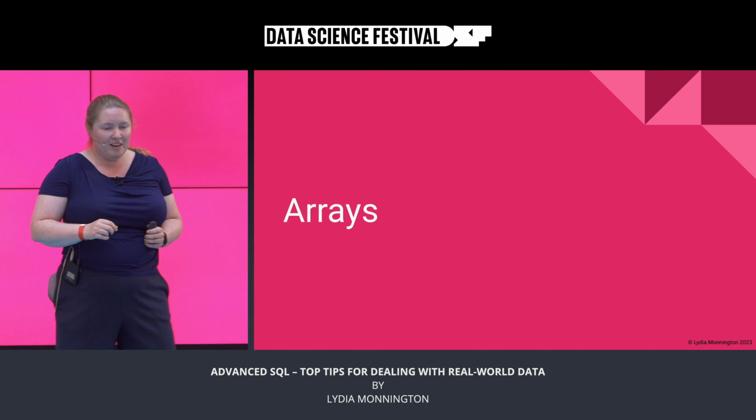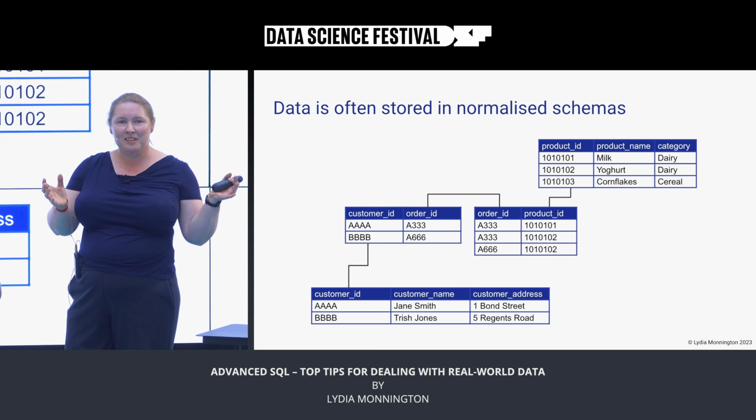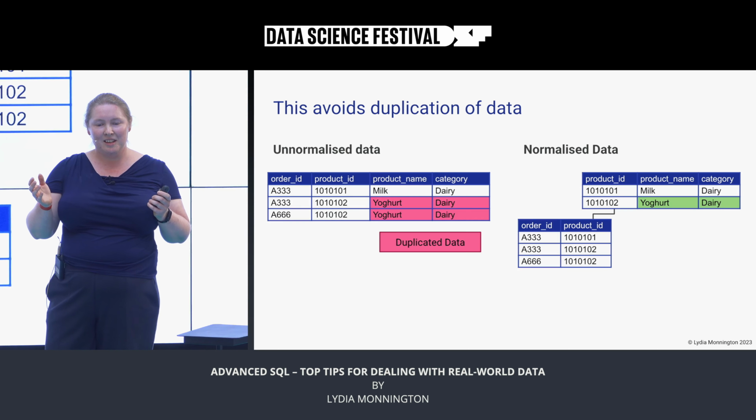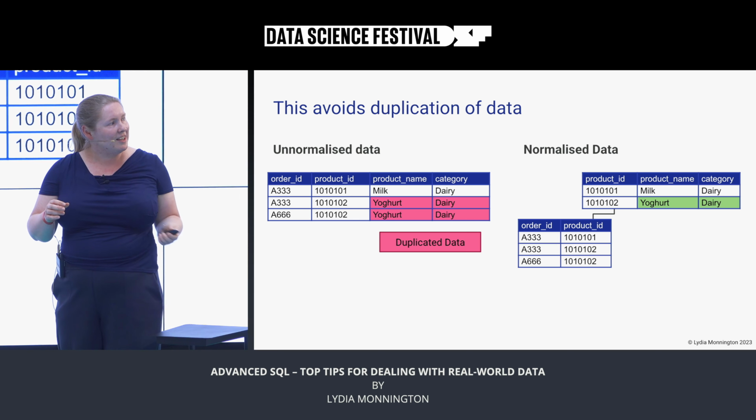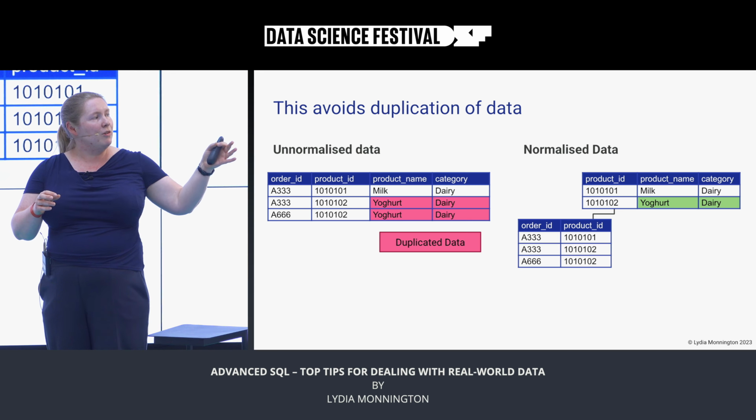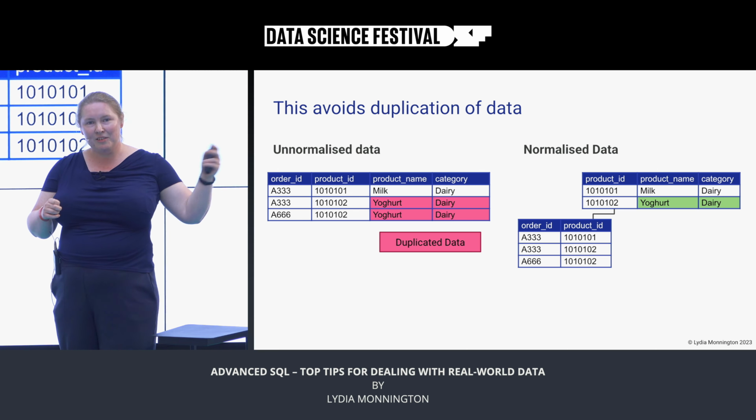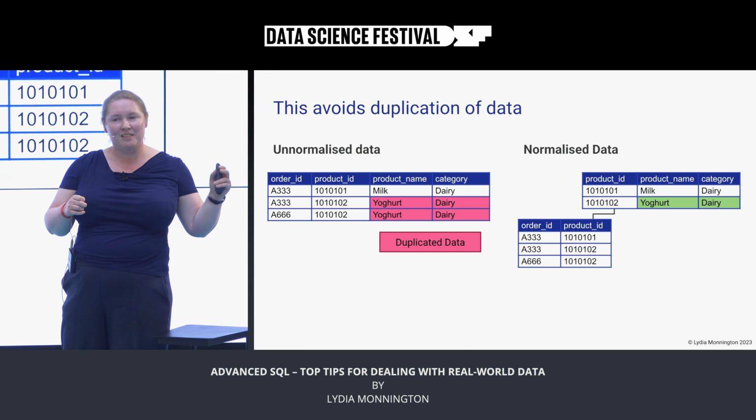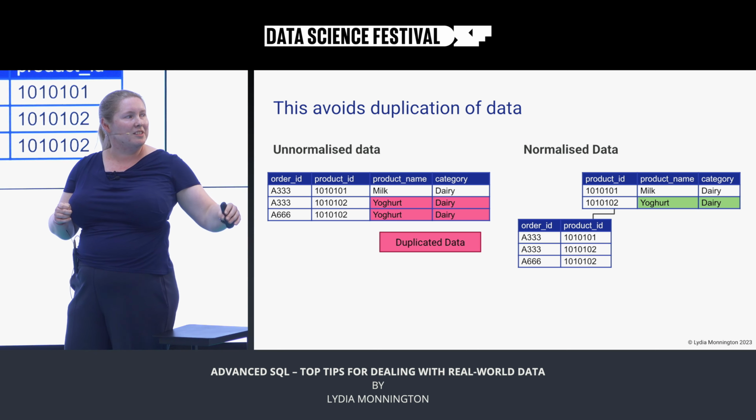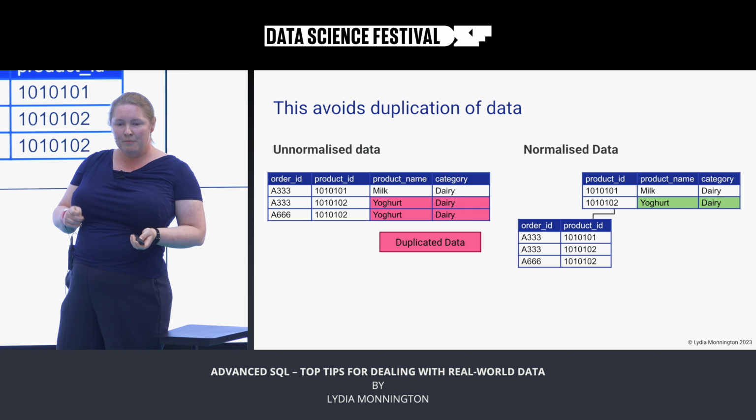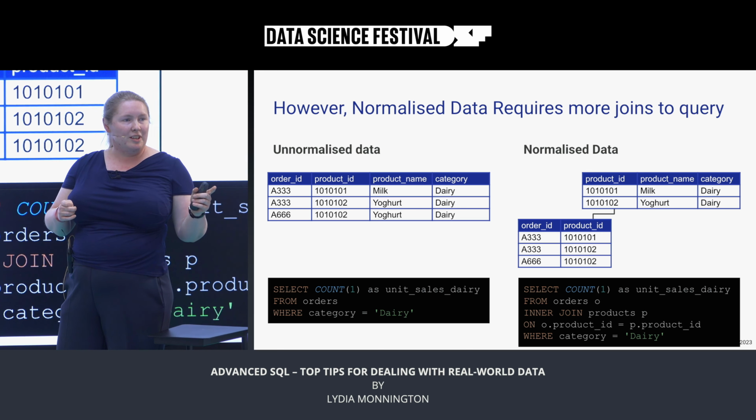So first, let's talk about arrays. So in general, we like to store data in normalized schemas. There's a large number of reasons for that, which I won't go into today. But one of them is it avoids data duplication. So say here on the left-hand side, we had every order and every product in that. We'd put the name and the category, and then we wanted to change the product name. We'd have to change it maybe thousands, maybe hundreds of thousands, maybe millions of times, depending on how big the business is. Whereas in a normalized schema, we store the product once, and then we store all the orders of that product. However, the downside of normalized data is it requires more joins.